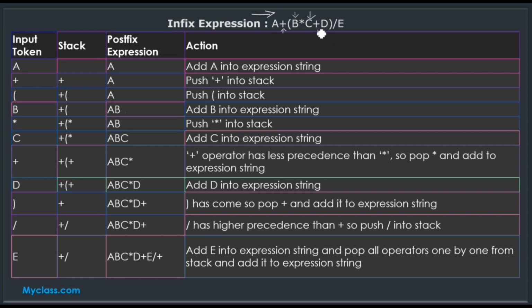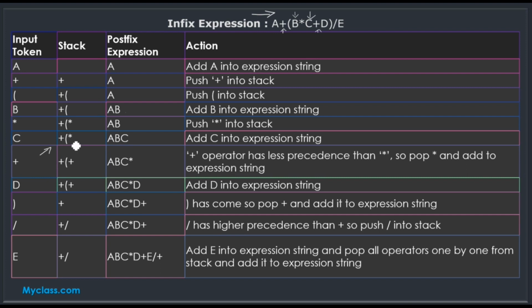Now another operator came, plus. When we scan the plus, our stack is like this, plus and opening bracket, with star on top. If the topmost element of the stack is an operator, then we compare the precedence of those two operators. Our scanned character is an operator and our topmost element is also an operator. We want to check the precedence.